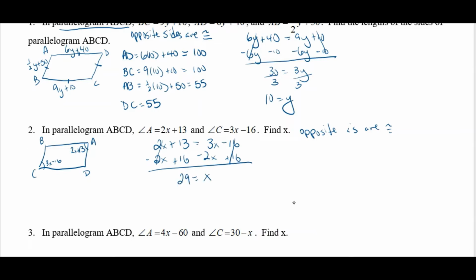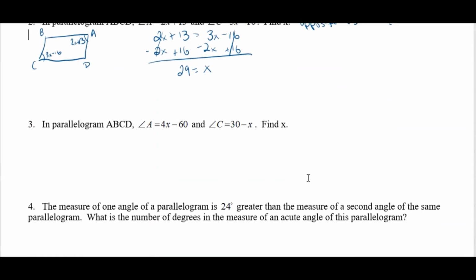And then that's it. We just have to find x. So we're good to go. Now you could plug in to check, like 2 times 29 plus 13, 3 times 29 minus 16, and make sure they're the same. Leave it up to you guys. All right. Going on to number 3, same type of question. We just have different expressions. So once again, we know that we're going to use opposite angles are congruent. All right, go ahead and try this one on your own here.